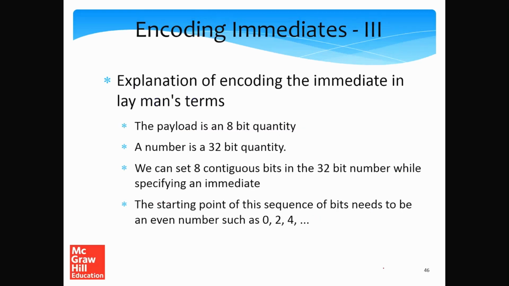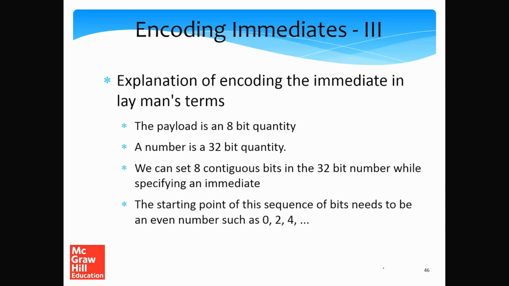So let's look at the explanation of encoding in slightly layman's terms. The payload is an 8-bit quantity, and a number inside the processor, or a number in a register in any 32-bit processor, is a 32-bit quantity. So since the payload is 8 bits, we can only set 8, preferably contiguous, bits in the 32-bit number at the time of specifying an immediate, right? Only 8 bits can be set.